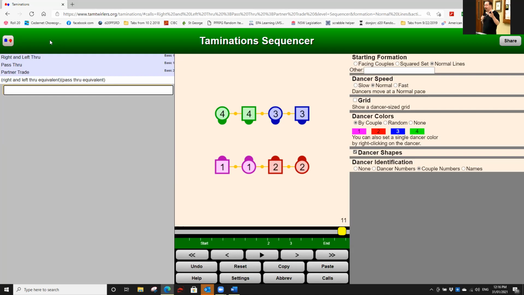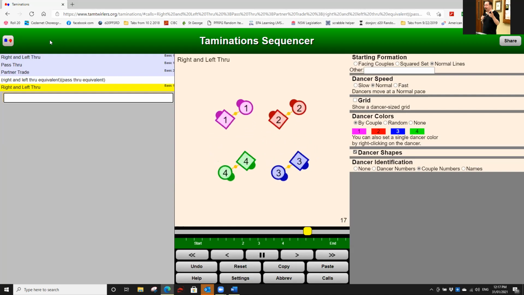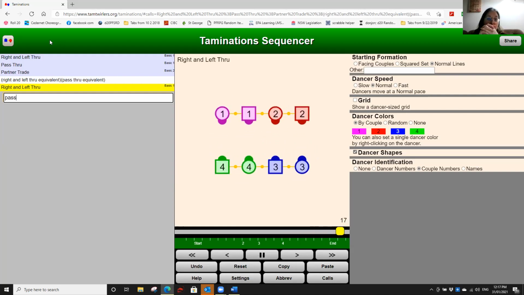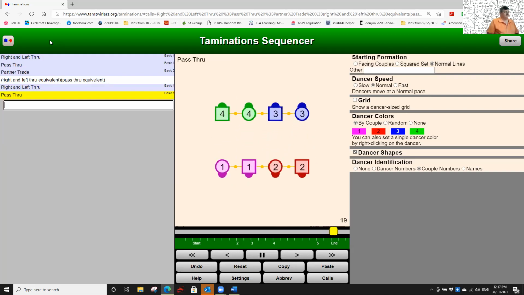So look at what happens if we do the right and left through and pass through again. Right and left through, and see where they go. So that would be a half promenade. And now do the pass through. Only look at one side of the box, or one side of the line. Now do the pass through. Okay. Now we're done. Now reset them. That would be a partner trade. That's just how you're going to reset.